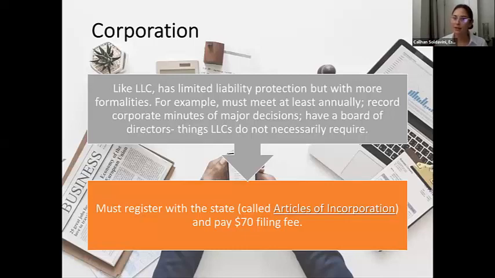The reason I like an LLC better is a corporation has slightly more formalities than just an LLC. They both require an annual report. They both require you to pay and register a fee with the state. But a corporation has a little bit more. For example, you have to meet at least annually. That's something that may pierce the corporate veil if all the shareholders aren't meeting at least annually. You have to keep a record of corporate minutes and major decisions, and that's a lot of responsibility.